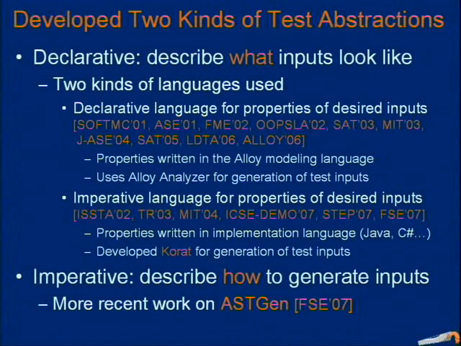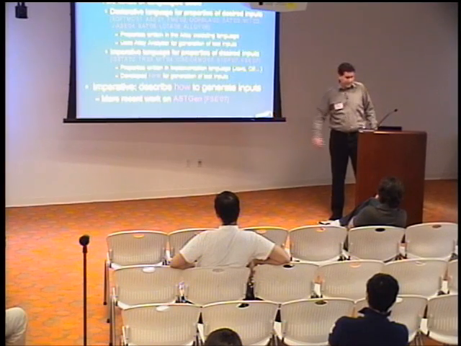So then we switched to using actual programming languages, such as Java or C#, to describe these properties of desired test inputs. And this turned out to work much better. This is something that has been used in industry, at Microsoft, and even now at Google. And this is something that I'll be talking more about. Specifically, I'll be talking about an approach that we call Korat. It stands for a saw. That's where this comes from. And also, I'll touch briefly on AST-Gen, which is a more recent work.